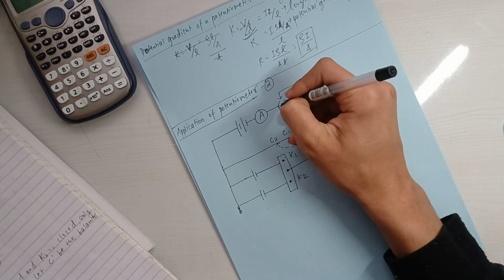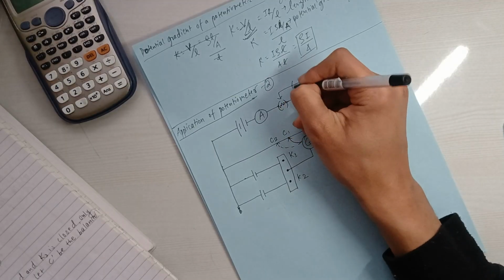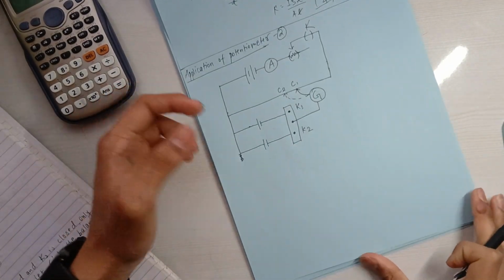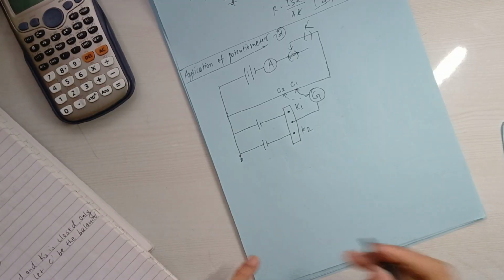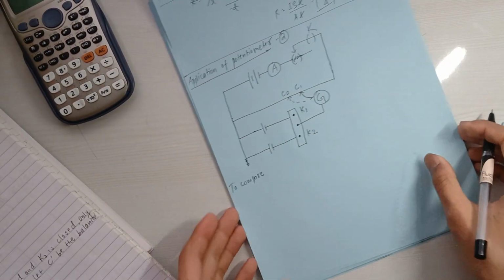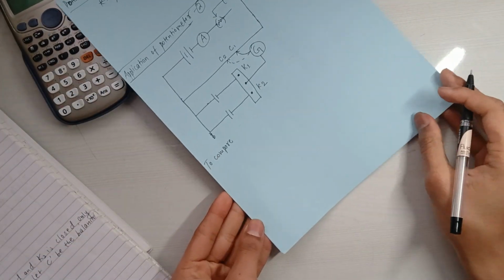Oh, I'm making a mistake. This is a resistance, and here is the key K. Okay, that is all you need. You just need to write the language to compare. I'm not going to write a lot, but you need to extend it in your own words.